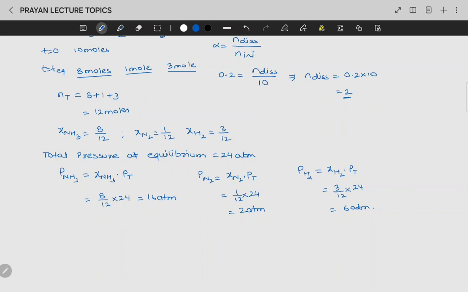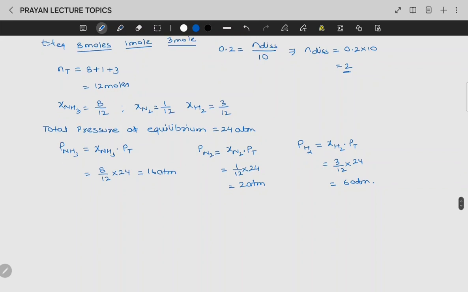And if partial pressure is known, we can also calculate the value of Kp, that is equilibrium constant in terms of pressure. The expression for Kp will be equal to partial pressure of N2 to the power 1 by 2 into partial pressure of H2 to the power 3 by 2 upon partial pressure of NH3. Now after substituting, you'll get the value of Kp.